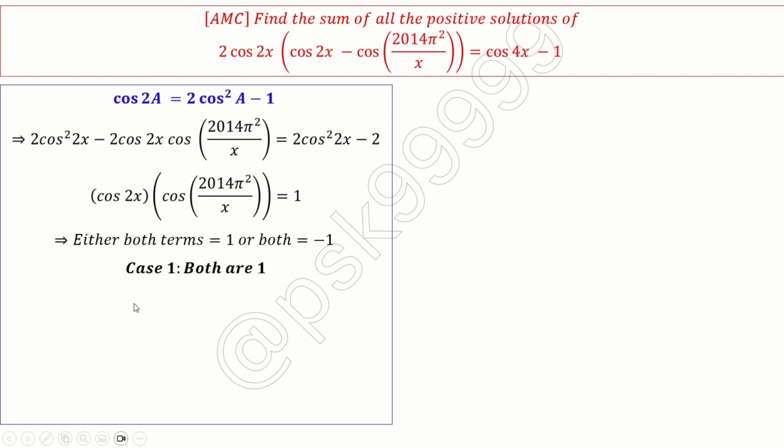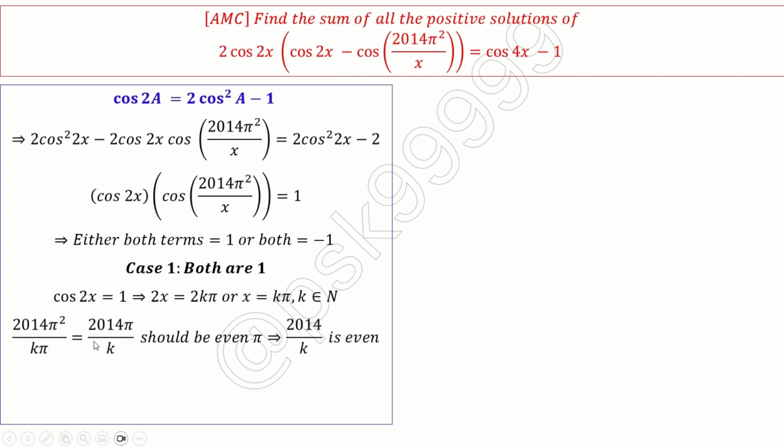Now let's take case 1. Both are 1. So cos 2x equals 1, which means 2x equals even pi, that is 2k pi, or x equals k pi, where k belongs to natural numbers. Once you know x equals k pi, you substitute here. This should be even pi, right? So 2014 pi squared by k pi is nothing but 2014 pi by k.